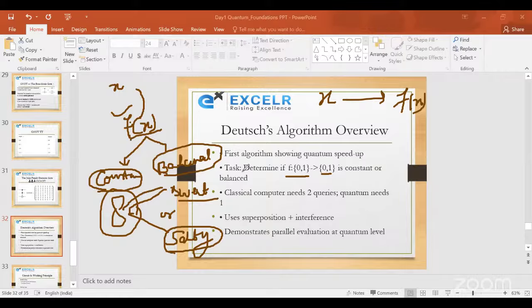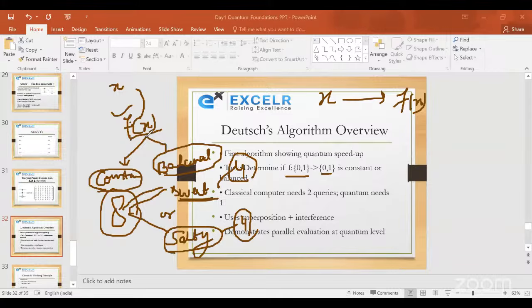Now, balanced means that out of the four, two are sweet and two are salty, right? So that means this function is balanced. So we have to check. This is a query problem in the algorithm. We have to check whether the function is constant or balanced, or in the example, whether it is sweet or salty.